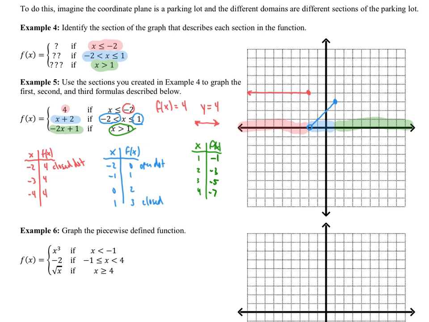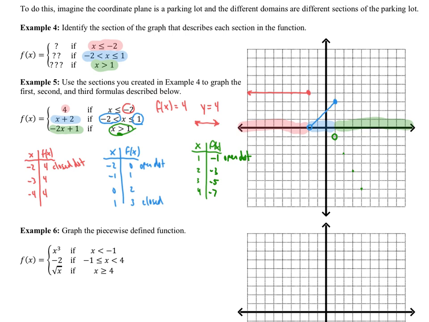Since this here is not an equal to, it gets an open dot. So 1, negative 1 gets an open dot. And then 2, negative 3, just a little point. 3, negative 5, little point. 4, negative 7, little point.